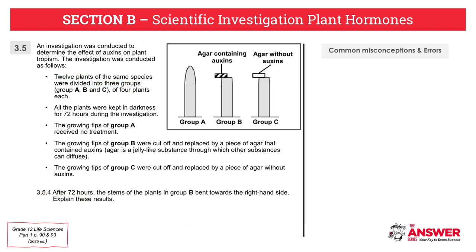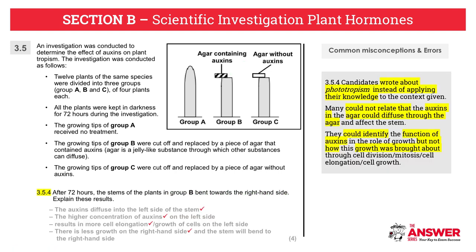Then question 4, after 72 hours, the stems of the plants in group B bent towards the right side. Explain these results. Now, it's important to note that the plants were all in darkness. So many candidates went off on a tangent about phototropism, which is not actually applicable in this context because there is no light for the auxins to respond to.